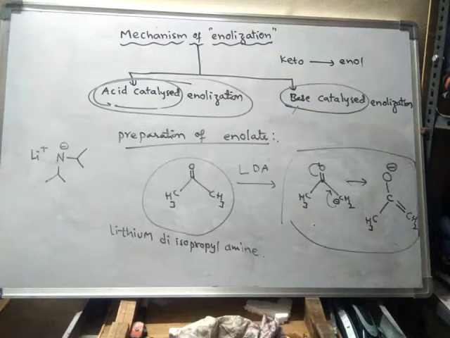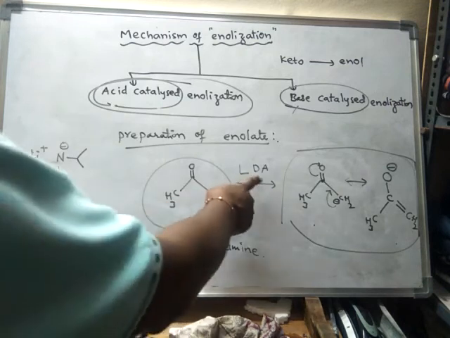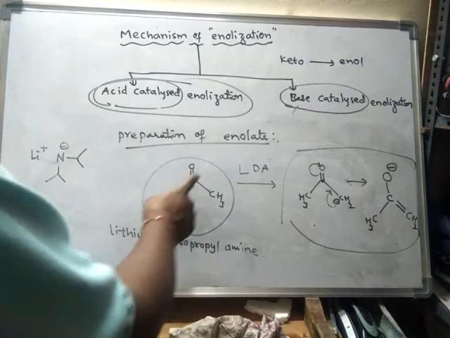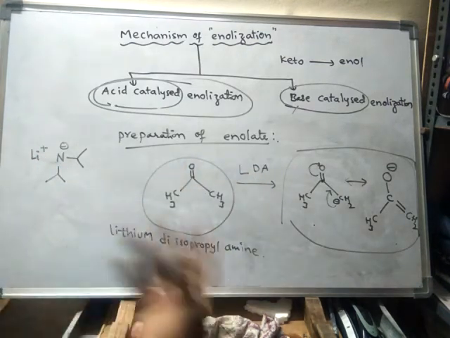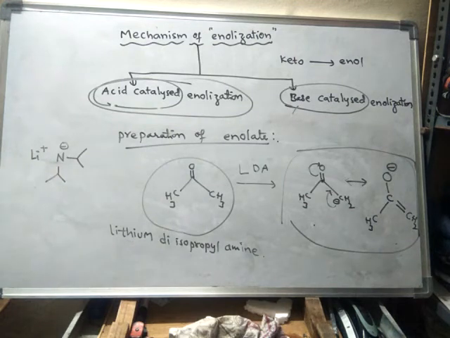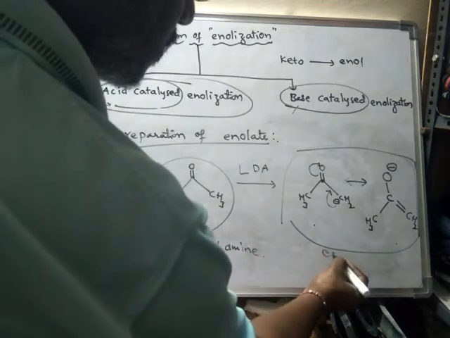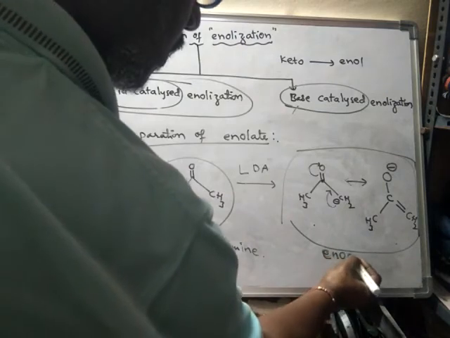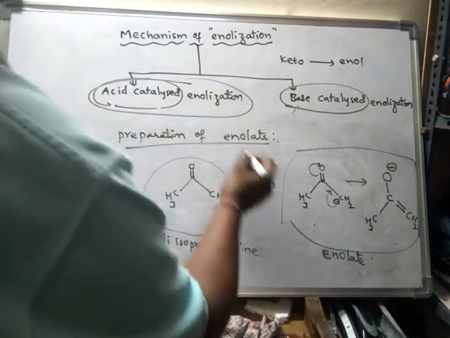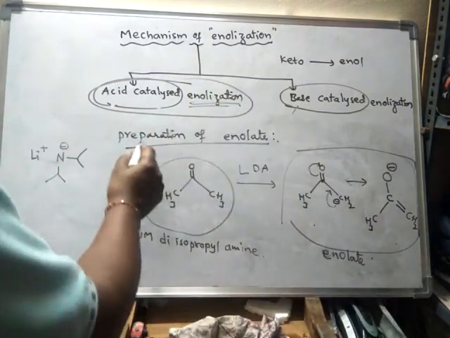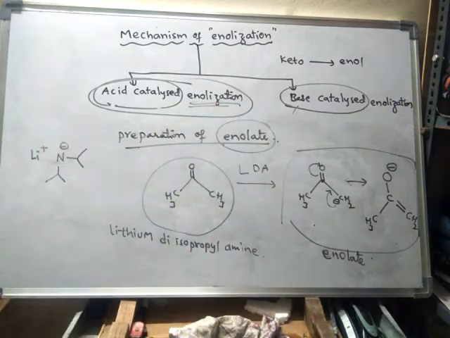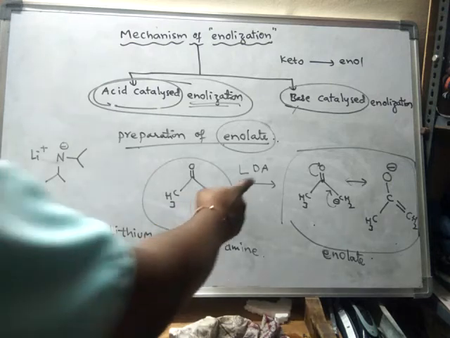LDA reacts with aldehydes or ketones. So here this is LDA. It will react with ketone, or even with aldehydes also, to form what? Enolates. This process is known as enolization. So preparation of enolate can be done with the help of LDA.